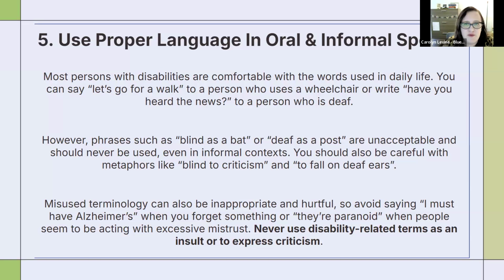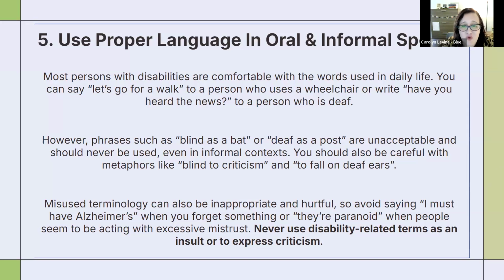Using proper language in oral and informal speech. Most folks with disabilities are comfortable with phrases that we use in daily life. Like you can say to someone in a wheelchair, let's go for a walk. Or you can say to someone who is deaf, have you heard the news? Now there are other phrases like blind as a bat, deaf as a post, that you really shouldn't be using, even in an informal context.